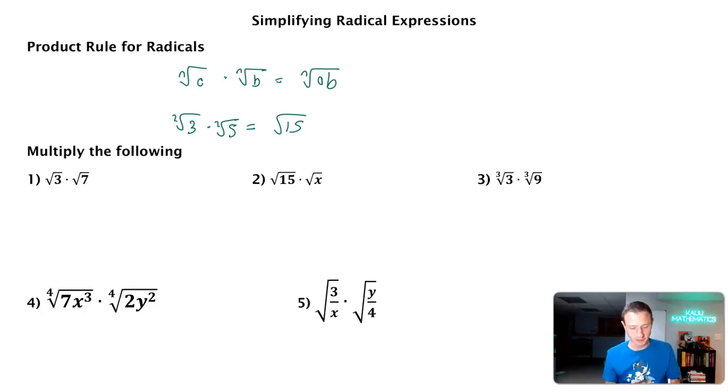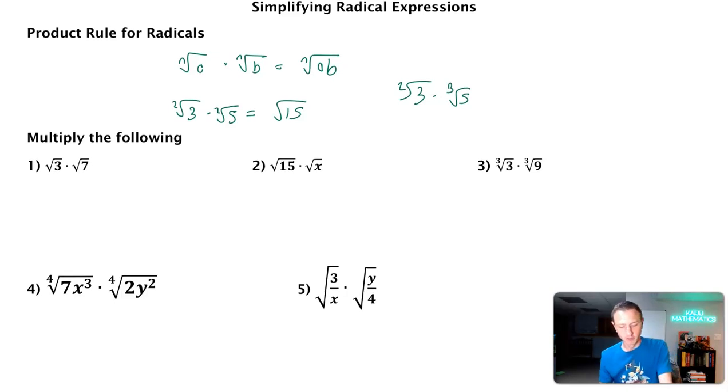Now if it's different, like the square root of 3 times the cube root of 5, those are different. That is not the same index. This is a square root, this is a cube root, so we're not just multiplying the inside. So that's one thing you want to keep in mind. Let's go through some of these examples.